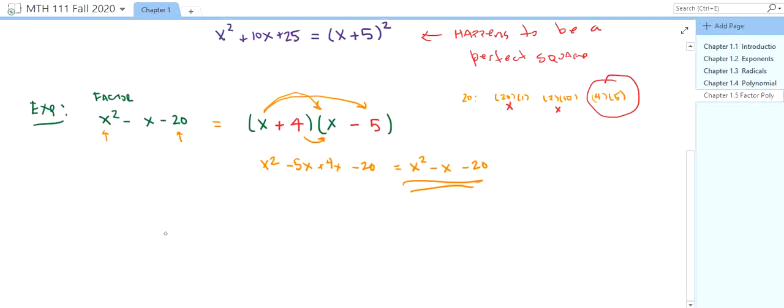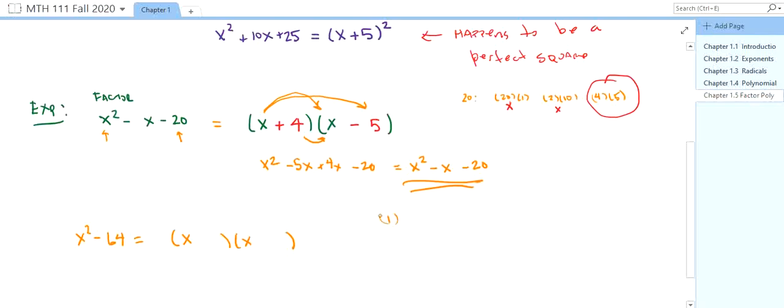Let's look at another problem. One more. x squared minus 64. Here I don't need the parentheses. Let's get rid of these. So how do I factor this? Well, again, I have an x here and I have an x here. I know that. And then 64.